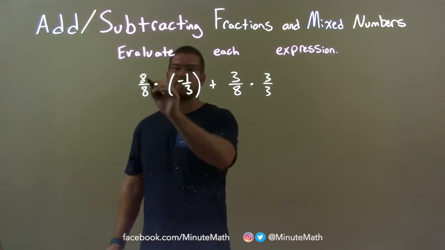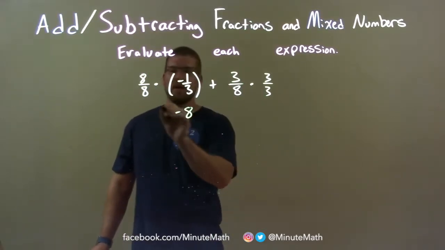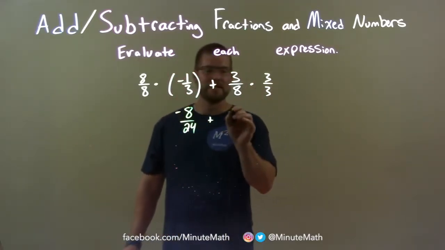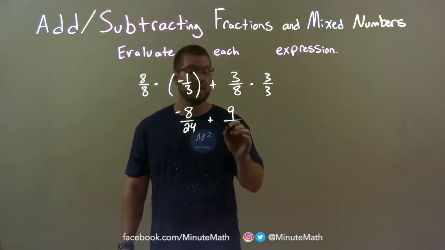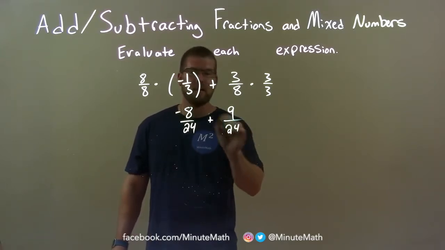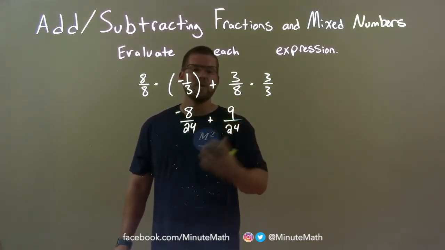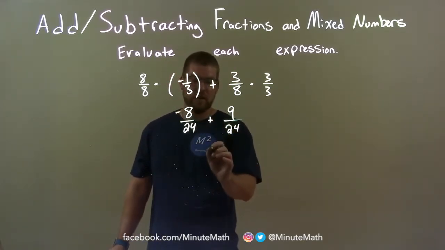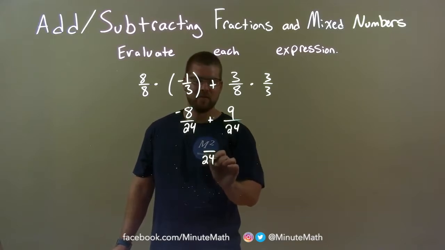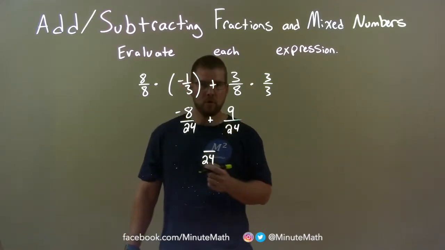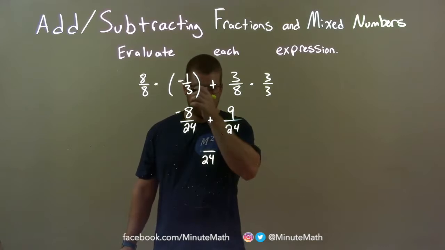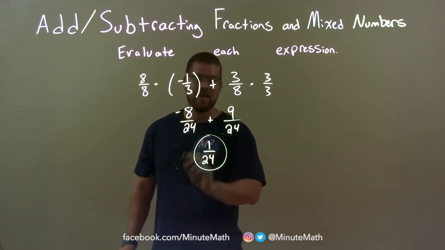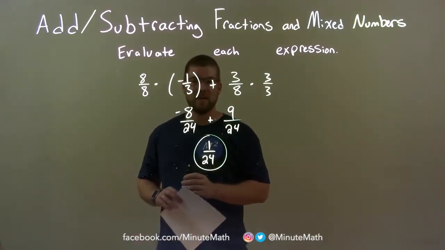So now let's simplify. 8 times negative 1 is a negative 8, and 8 times 3 is 24. Plus 3 times 3 is 9, and 8 times 3 is 24 as well. This always gives you the same base, which we need to add these two numbers together. Now the bases are the same. That was the whole point of that. So 24 stays there. Now we just add the numerators. Negative 8 plus 9 is a positive 1. So now we just have 1 over 24. That is already simplified, so that is our final answer.